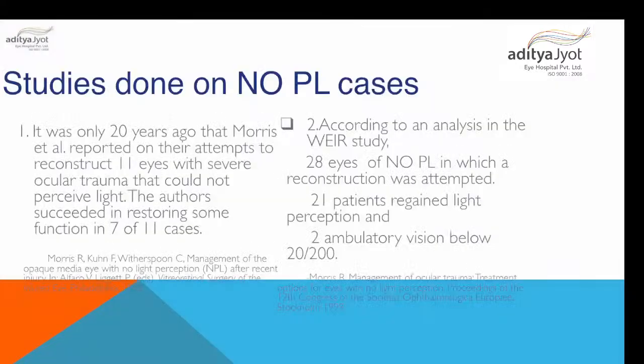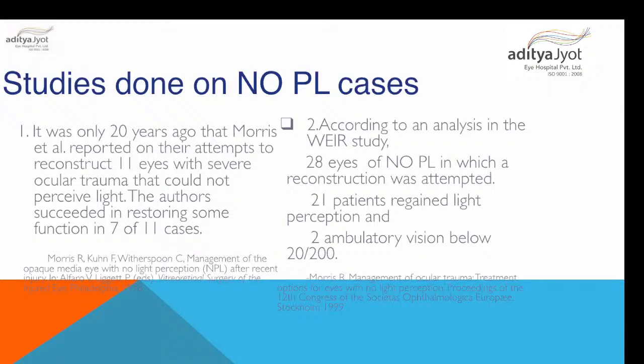It was only 20 years ago that Bob Morris reported on attempts to reconstruct 11 eyes with severe ocular trauma that could not perceive light. The author succeeded in restoring some function in 7 out of the 11 eyes. In the World Eye Injury Registry, which was again formed by Bob Morris and Ferenc Kuhn, the current president of ISOT, 28 eyes of no PL were operated on, and 21 regained light perception.